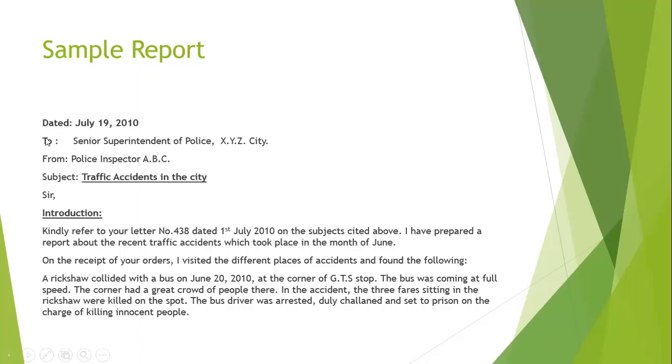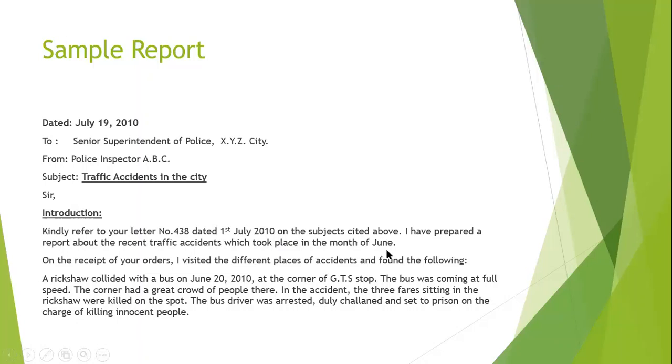You have written all these things on the left hand side. Then, Sir, comma, introduction. Now, you may write this introduction, or you may not. It's up to you. This introduction is underlined with the colon if you include it. Kindly refer to your letter number 438 dated 1st July 2010 on the subject cited above. I have prepared a report about the recent traffic accidents which took place in the month of June.